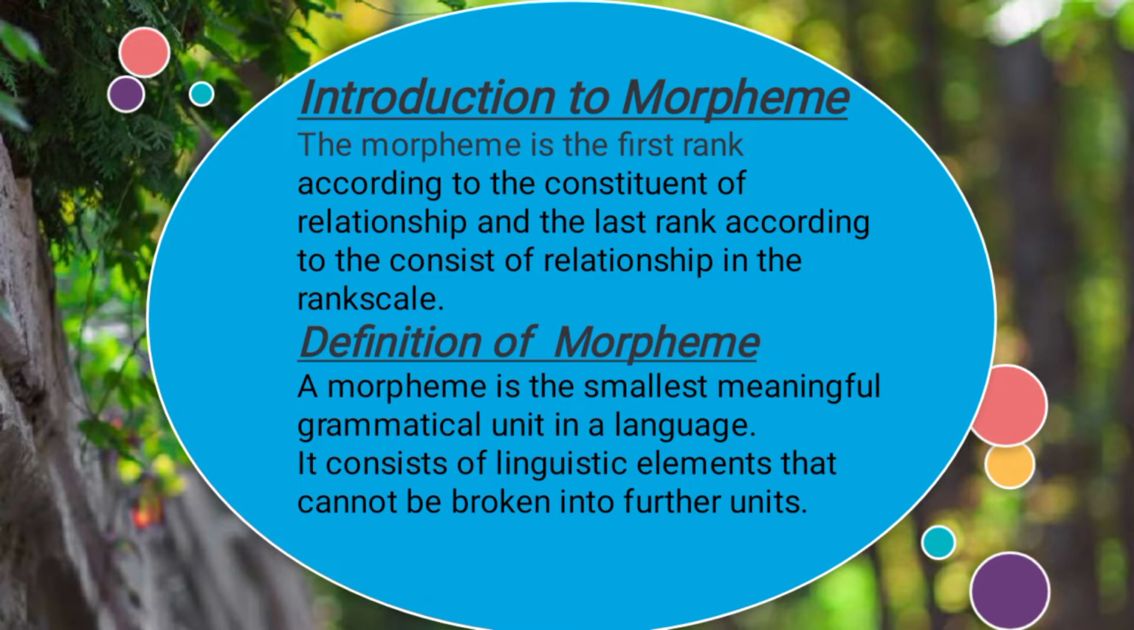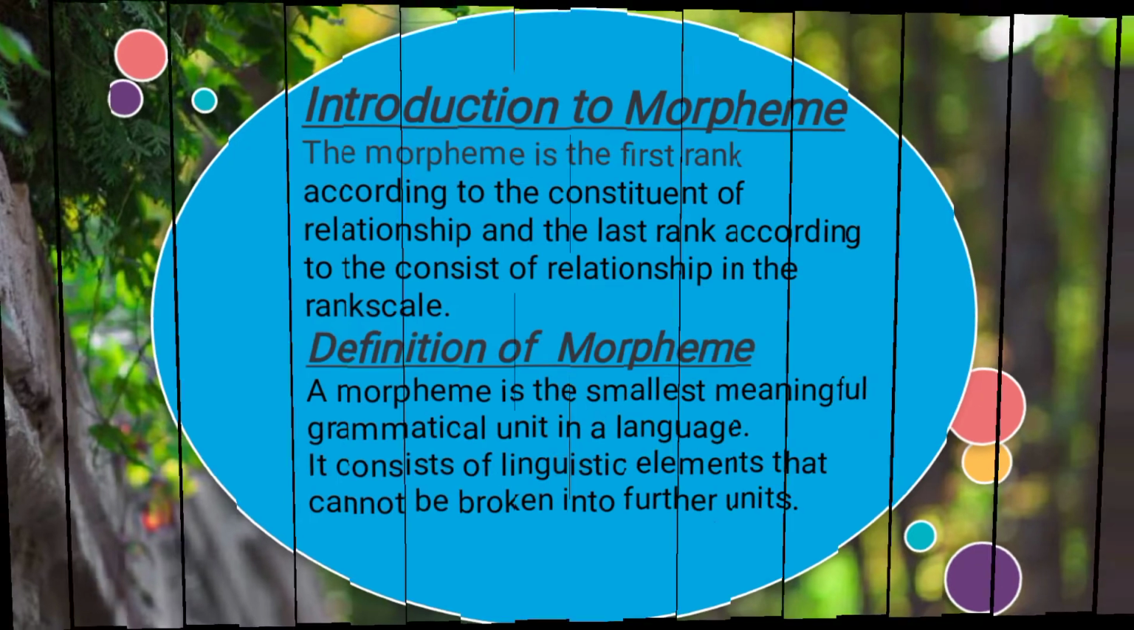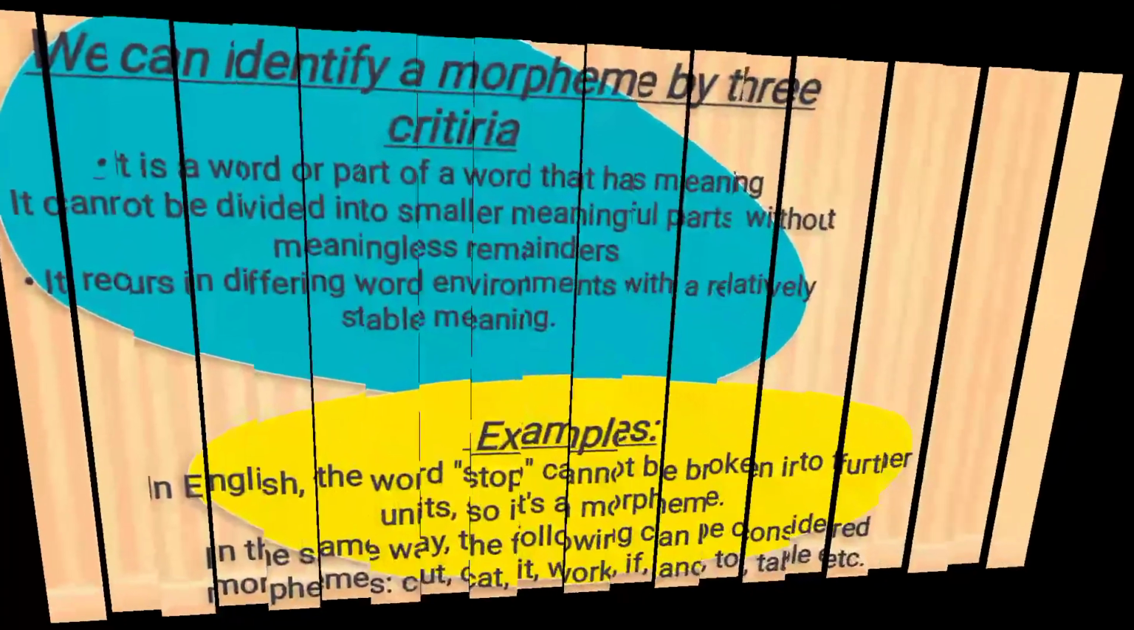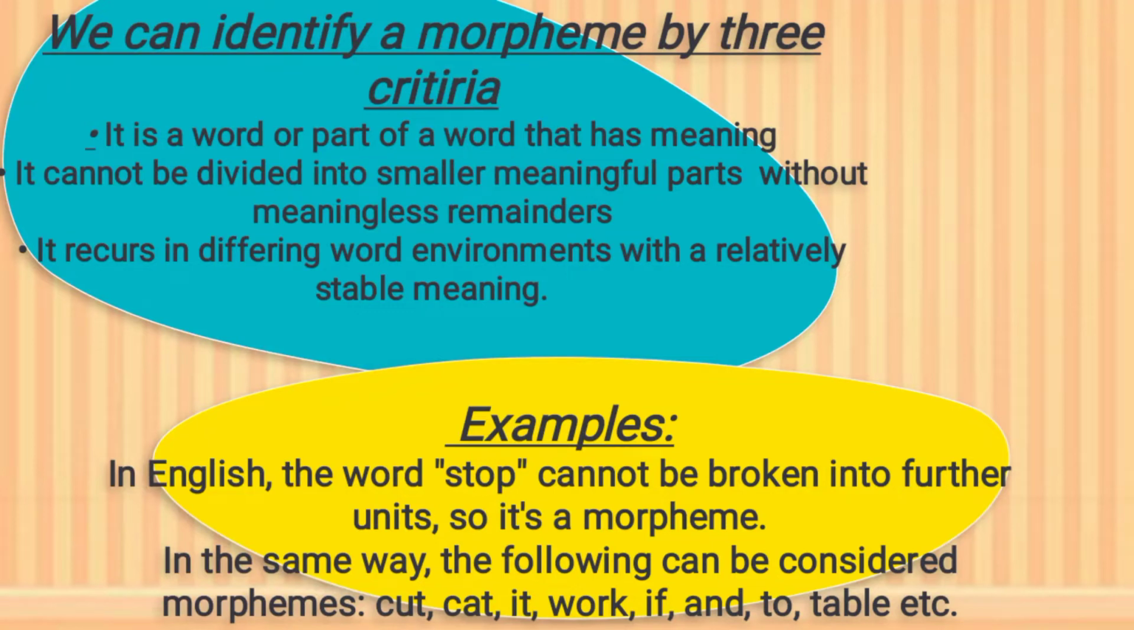Now, let's define morpheme. A morpheme is the smallest meaningful grammatical unit in a language. It consists of linguistic elements that cannot be broken into further units. We can identify a morpheme by 3 criteria. 1. It's a word or a part of a word that has meaning. 2. It cannot be divided into smaller meaningful parts without meaningless remainders. 3. It reoccurs in different word environments with a relatively stable meaning.